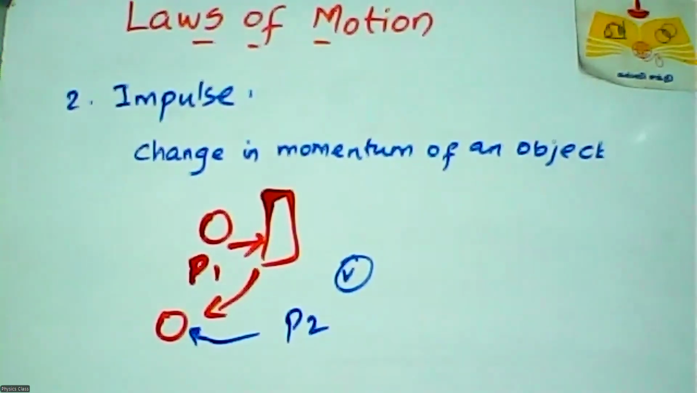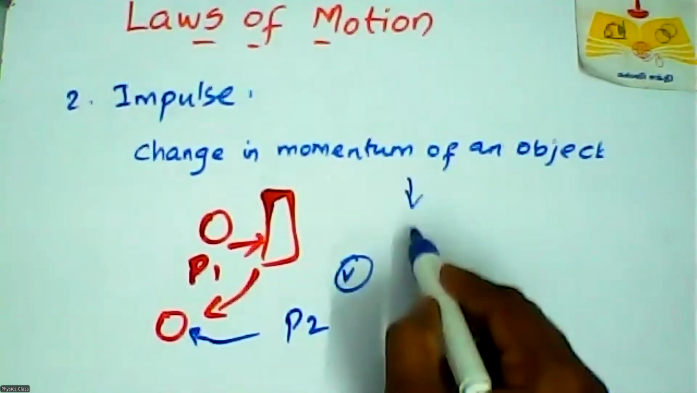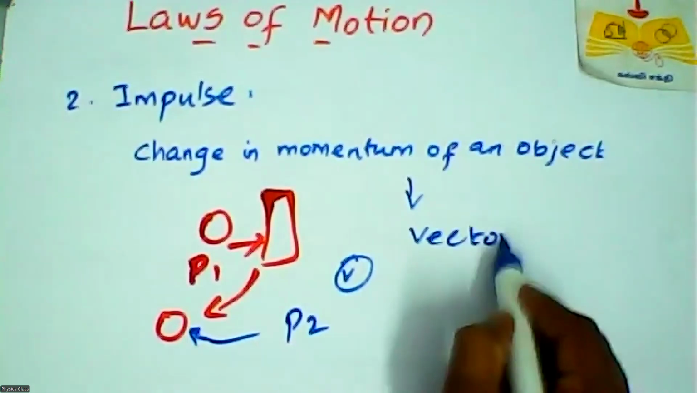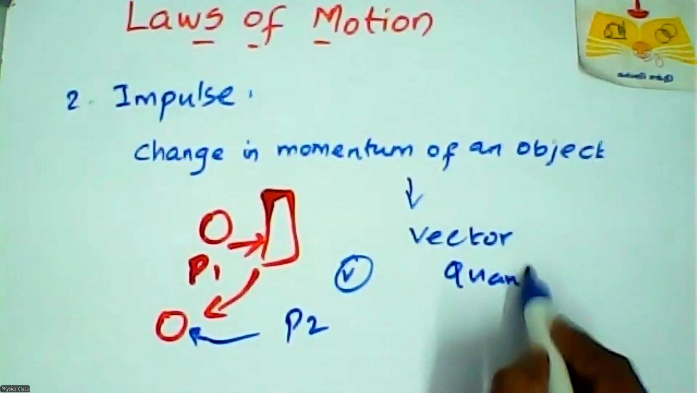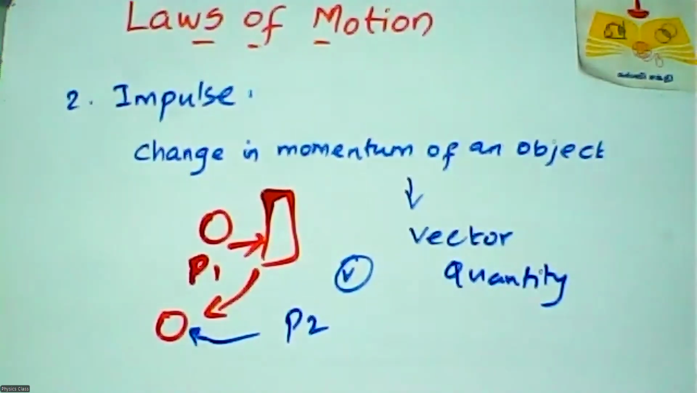This change in momentum of the object is called impulse. It is also a vector quantity, because it also has mass into velocity.